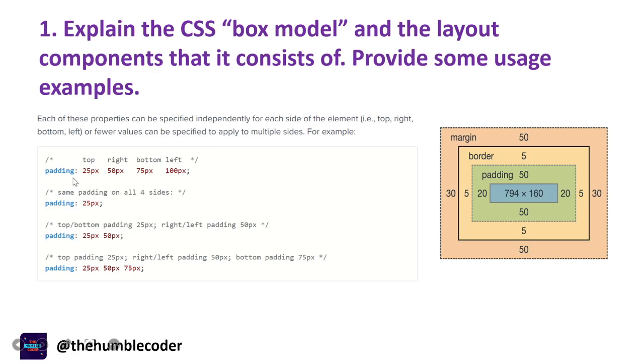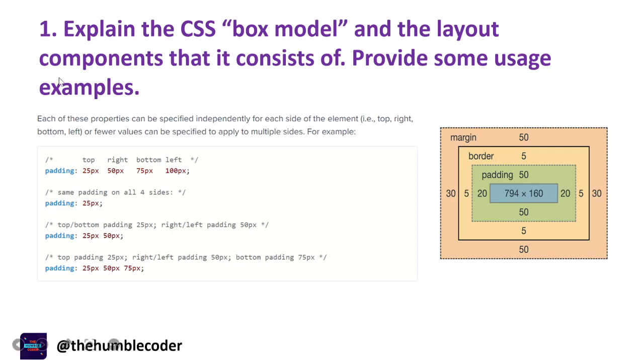So first of all, this is the shorthand for applying padding on all the 4 sides. When we mention the padding like this, 25 pixels, 50 pixels, 75 and 100, it means that we are mentioning in this way: top, right, bottom, left. If we have just one value, which means that this same padding will be applied on all the 4 sides, this value will be applied to top, right, bottom and left. This is this single value.